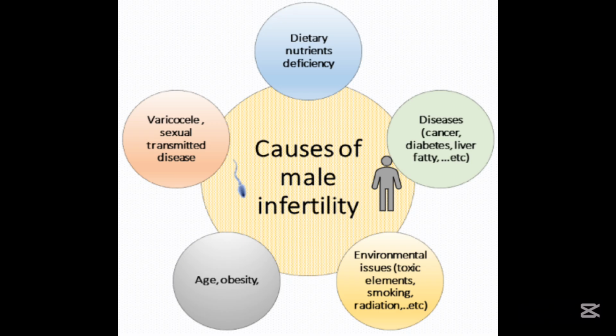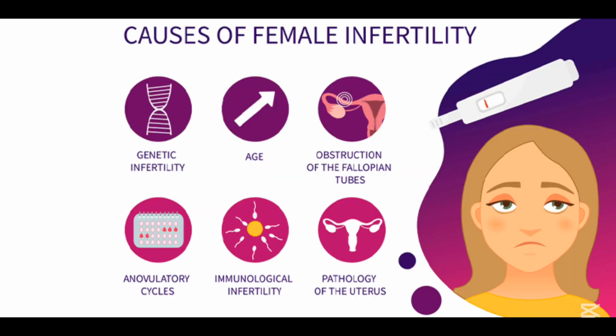So what are the female factors? Female factors include ovulatory dysfunction, which accounts for 25%, and there are common things such as PCOS, which is the most common cause. Thyroid dysfunction. They can also have hypothalamic amenorrhea or hyperprolactinemia.